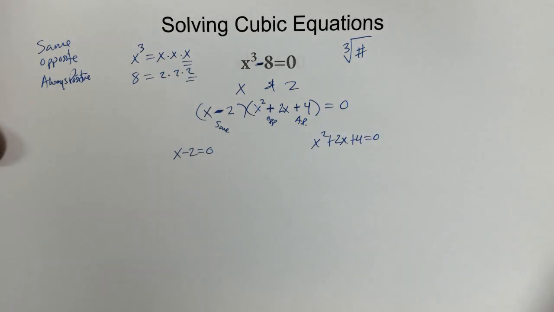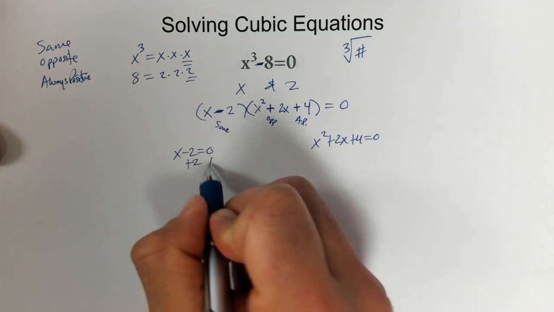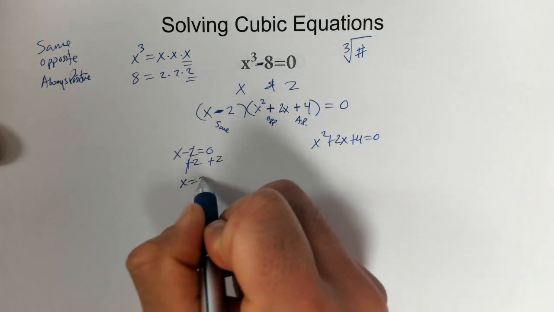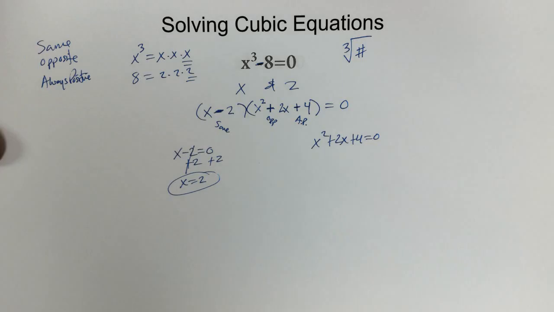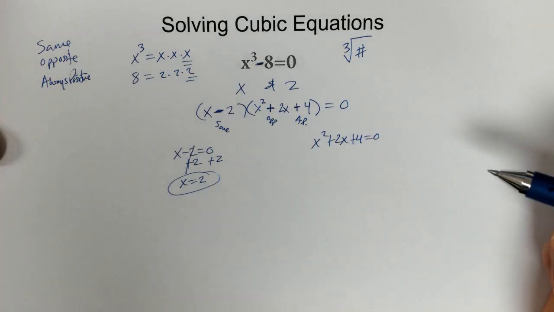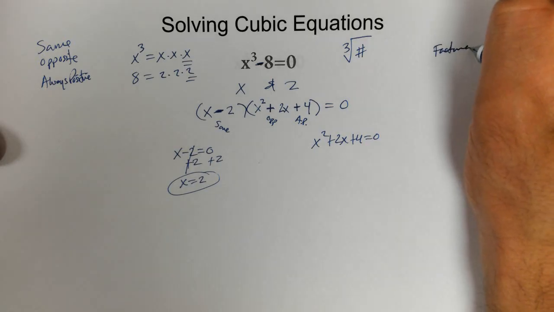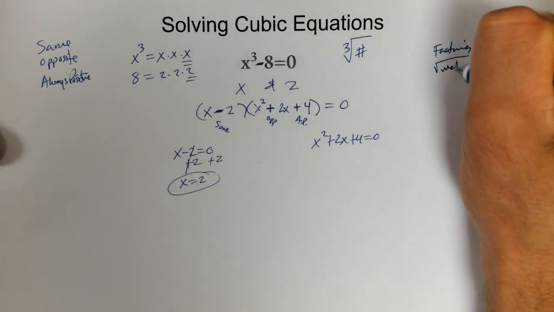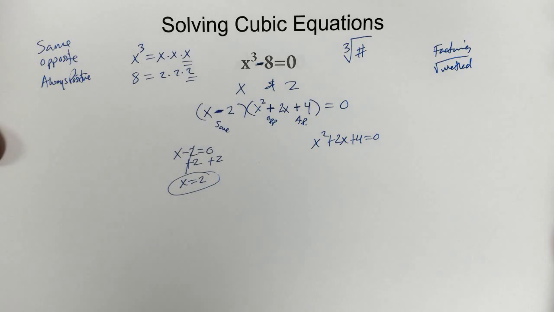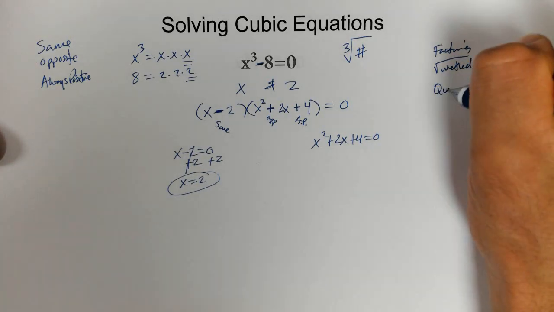And then I solve for x. On the left side, I move the 2 over. X equals 2. I got my first solution. On this one, I have three methods for quadratics. We got factoring, square root method, and we also have the quadratic formula.